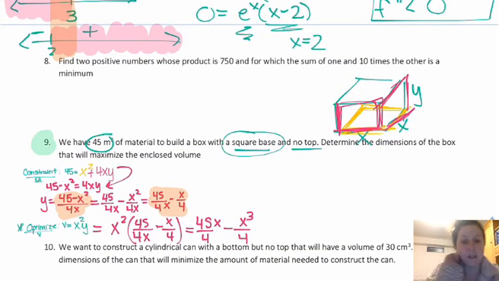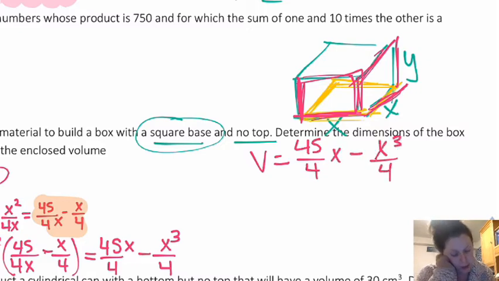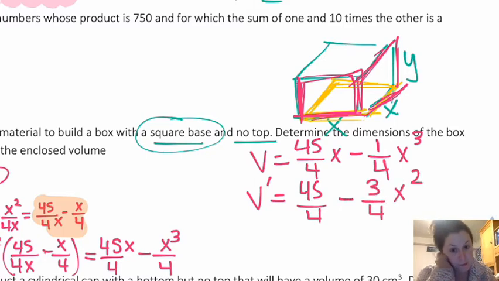This is all just figuring out what my optimization equation is. So now let's optimize this. V equals 45 over 4X minus X cubed over 4. And I would remember that X cubed over 4 is the same as 1/4 X cubed, right? So V prime is going to be just 45 over 4 minus, bring down the 3/4 X squared, right?